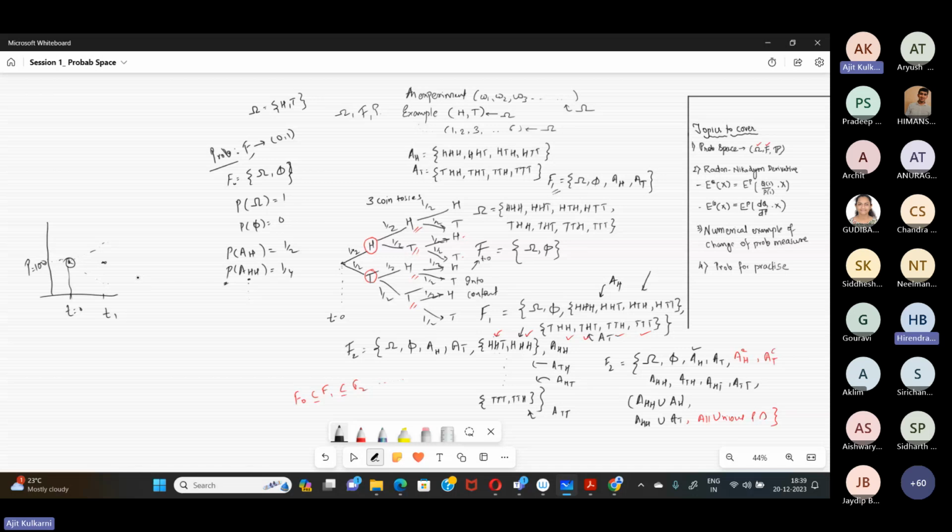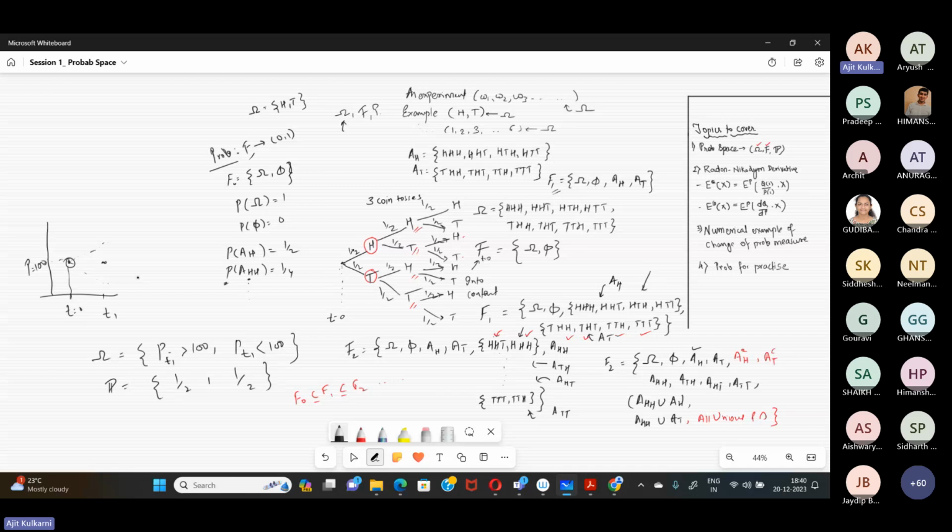Now you should use all these concepts which I have just mentioned. So for our experiment, what is omega? Omega is the stock price going up or down: price at t1 is greater than 100, and price at t1 is less than 100. So this is our omega. Now with this omega, the probability which you have associated is 1/2, 1/2.